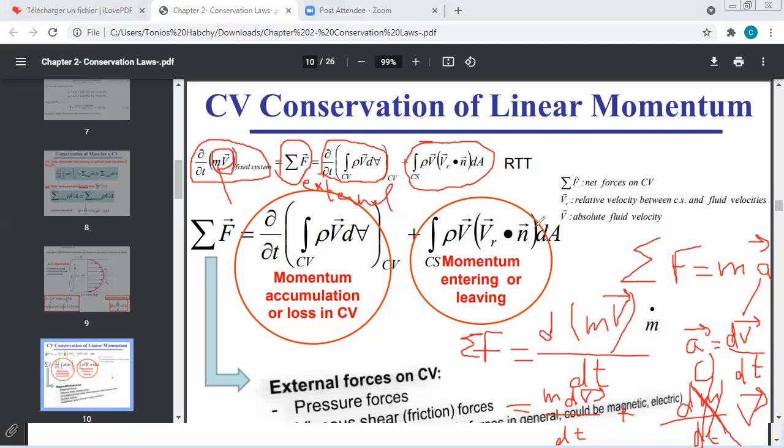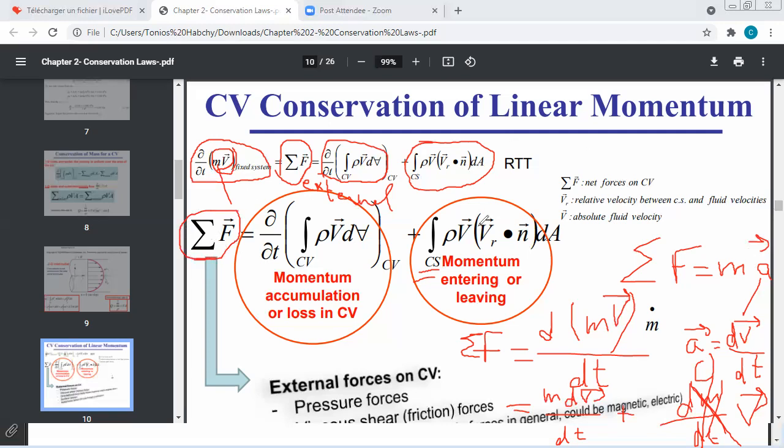While here, you will have momentum fluxes coming in and getting out of your control volume through your control surface. So it's similar to m dot in, m dot out. You also now have fluxes of momentum. So you have m dot v in and m dot v out. Okay, and then this term here will be the total summation of all external forces.